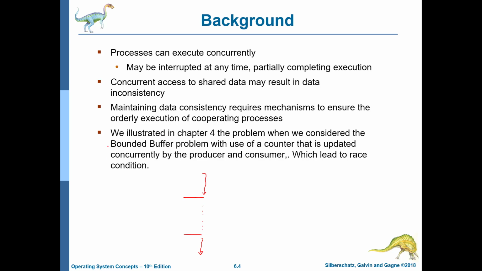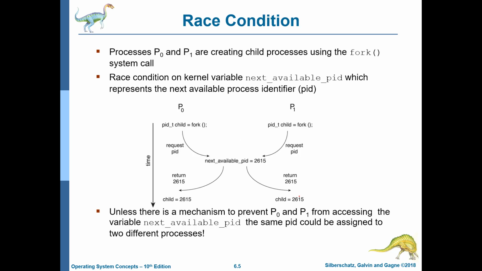We have already seen one example of a problem, the bounded buffer problem, where we saw that if the counter variable is concurrently updated by the producer and the consumer, then it leads to what is called a race condition, which is clearly problematic. This is not something that we want, right? This we have seen in chapter 4. So what we will do is look at many more examples of such race conditions in this chapter.